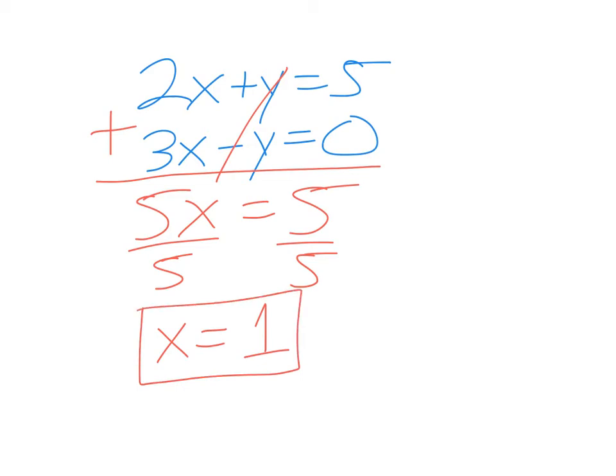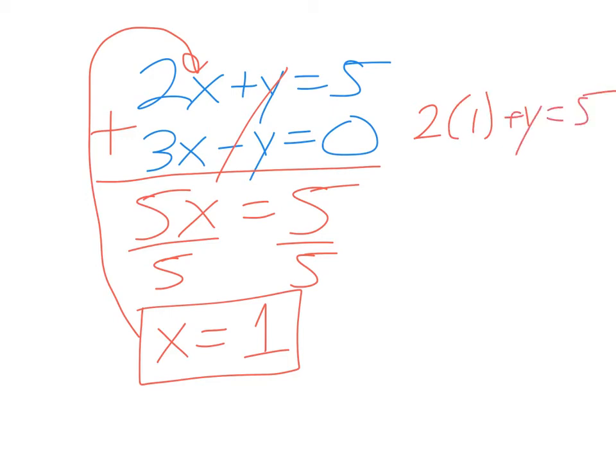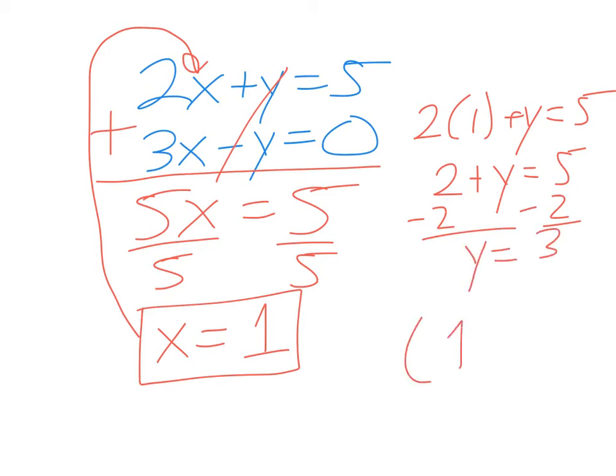And there we go. And then I still need to find my y, so I'll plug in 1 for x, and I get 2 times 1 plus y equals 5. That's 2 plus y equals 5. Subtract 2, y equals 3. So my ordered pair is (1, 3).